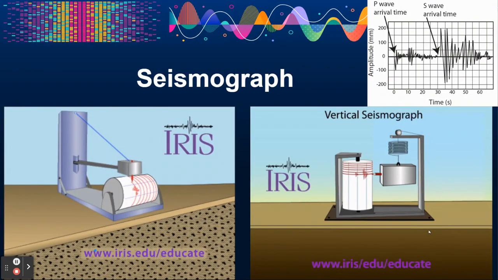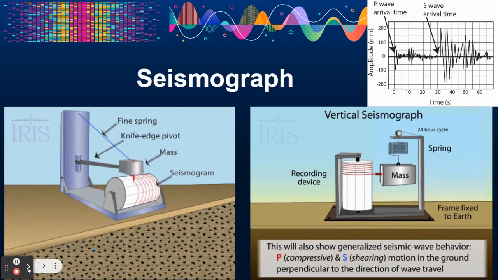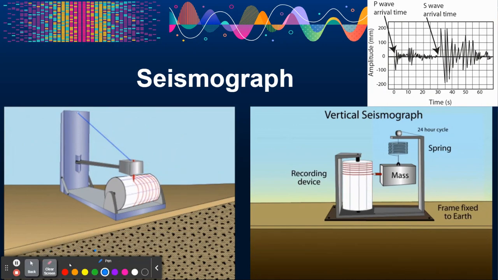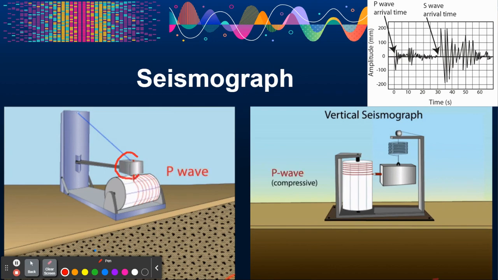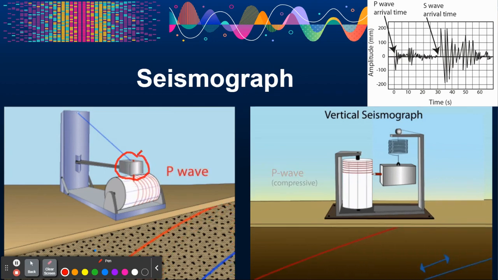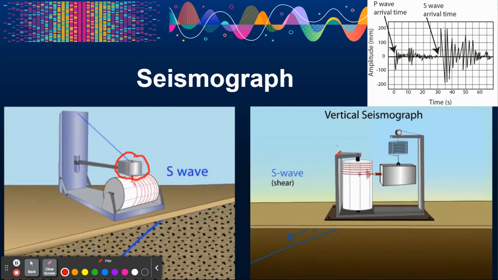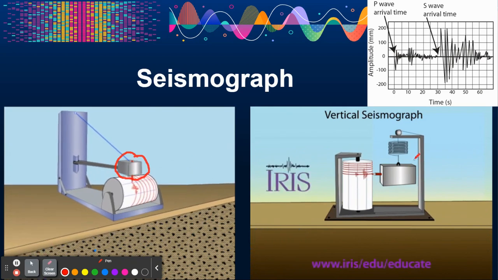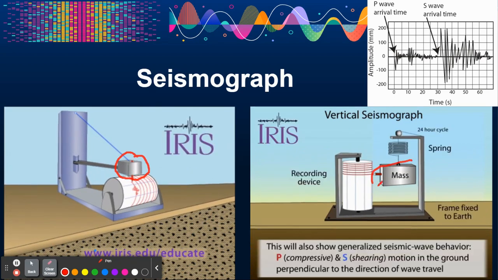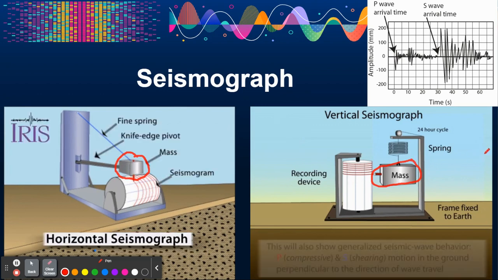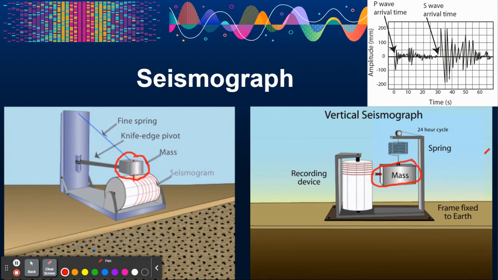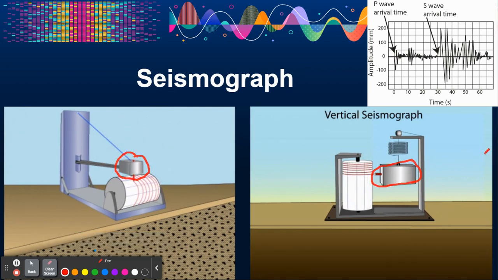Then I want to show you how a seismograph works. So seismographs are kind of cool. What I want you to think of is, remember inertia. Now inertia is an object at rest will stay at rest, and an object in motion will stay in motion. So this part of the seismograph and this part of the seismograph are heavy, and they are going to hold still. They're not going to move.